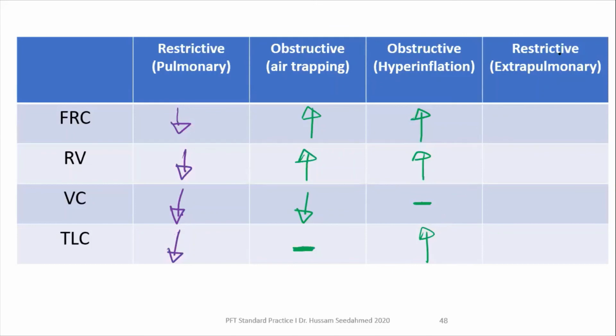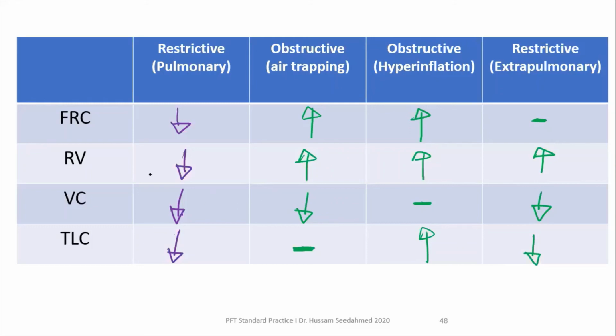And the last point is extrapulmonary restrictive, for example the chest wall limitation. In this case, the FRC will remain unchanged, but this will affect the movement or the relaxation of the lungs. So the residual volume is going to increase at the expense of the vital capacity, and the TLC is going to decrease.